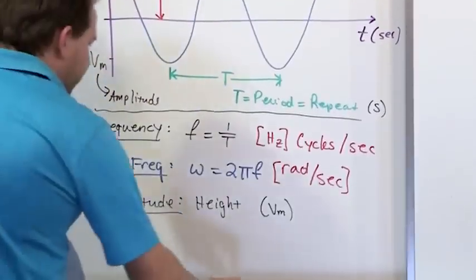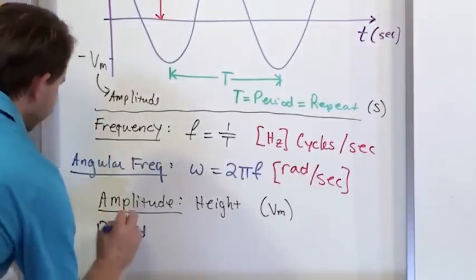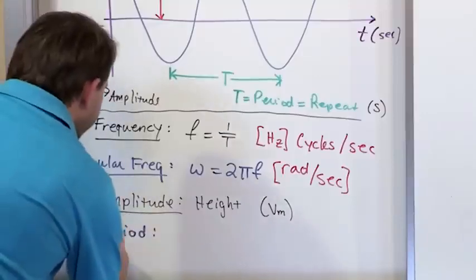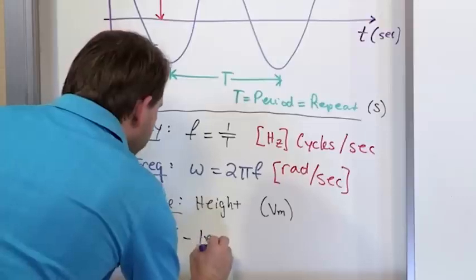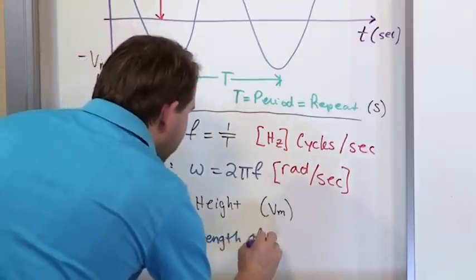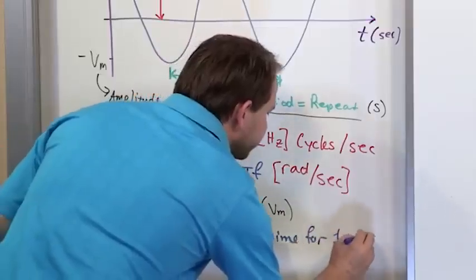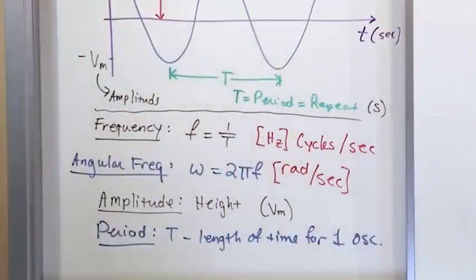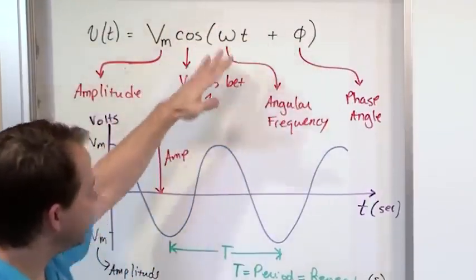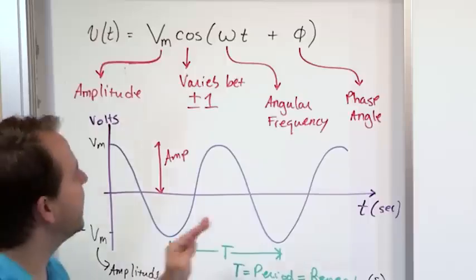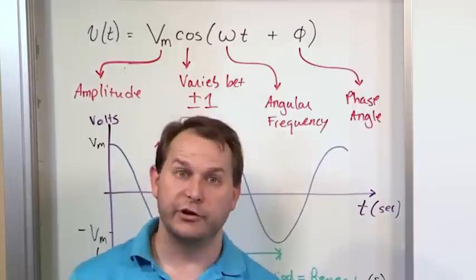And then we've already talked about it, but I'm going to write it down again. The period is called T, which is the length of time for one oscillation. So I have some more stuff to talk about here related to this, but I want to stop this lesson here and let you absorb this. In the next lesson, we're going to talk about what we call this phase angle here. I want to draw some more pictures and show you what that means.